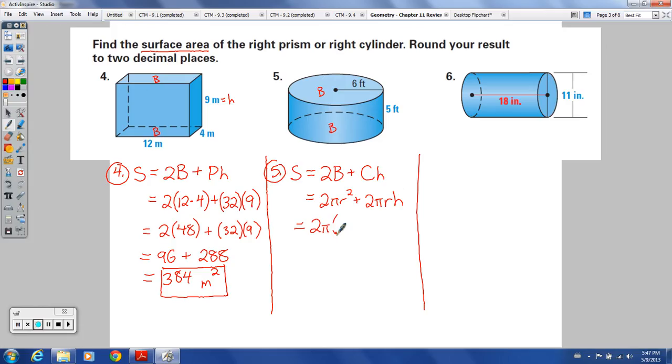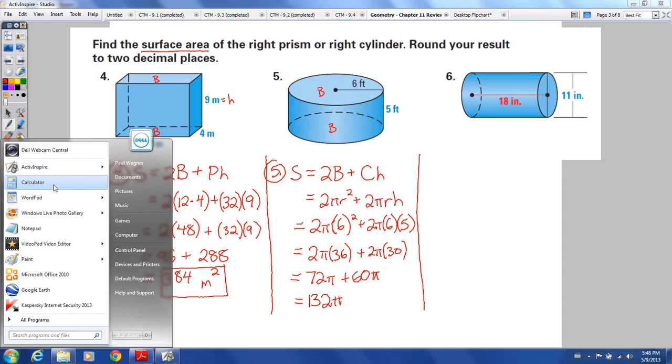So we have 6 right here, and we're going to have another 6 over here, and 5 for the height connecting the two bases there. This would be 2 times pi times 36. This would be 2 pi times 30. So there you have 72 pi. Over here you've got 60 pi. Altogether, it's 132 pi.